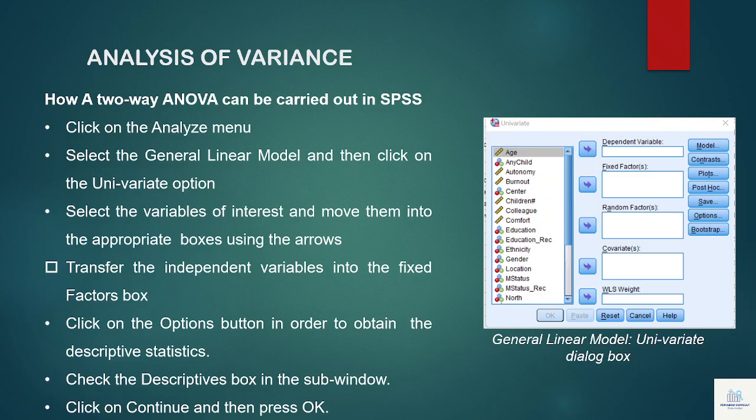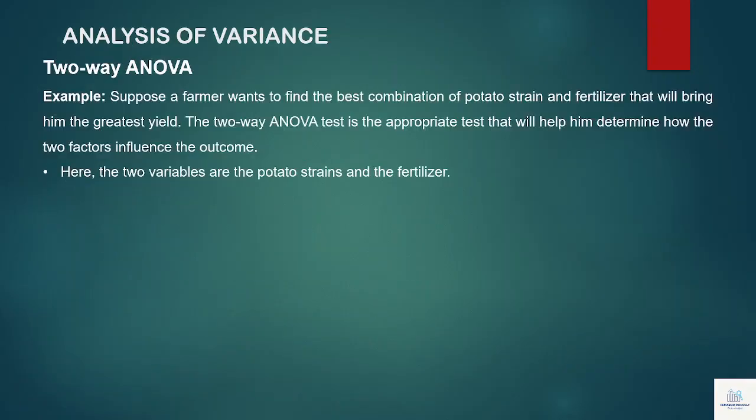We select the variables of interest and move them into the appropriate boxes. Take note, you transfer the independent variable into the Fixed Factor box, or you say the categorical variable in this situation. Then you click on the Options button in order to obtain the descriptive statistics. Like I've always mentioned, every statistic that we've been talking about, the descriptive statistics always come along. That shows how important the descriptive statistics are. So we just click Continue. It's very simple to follow.